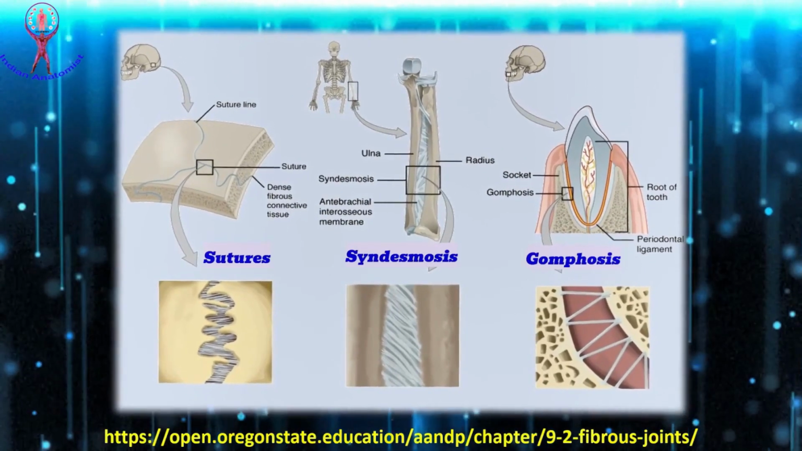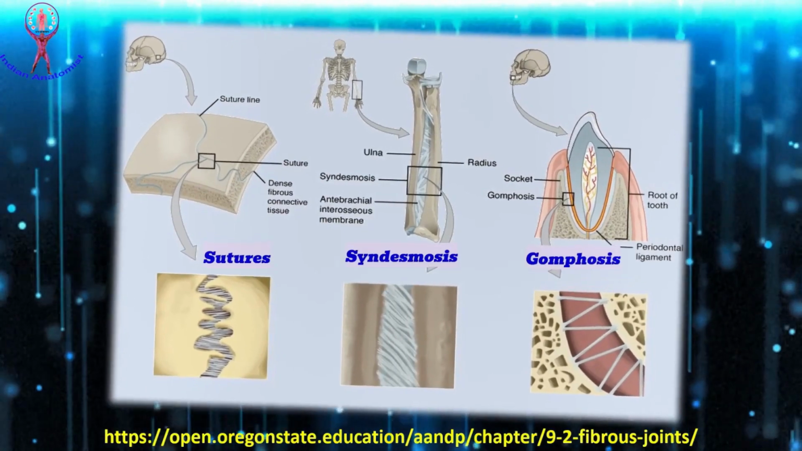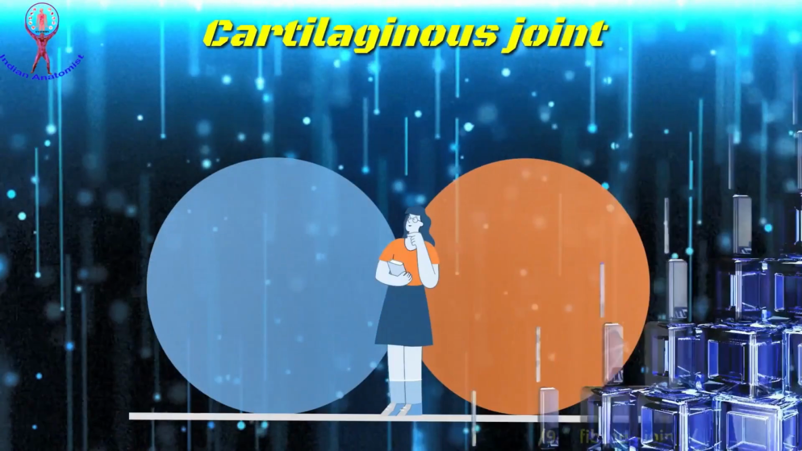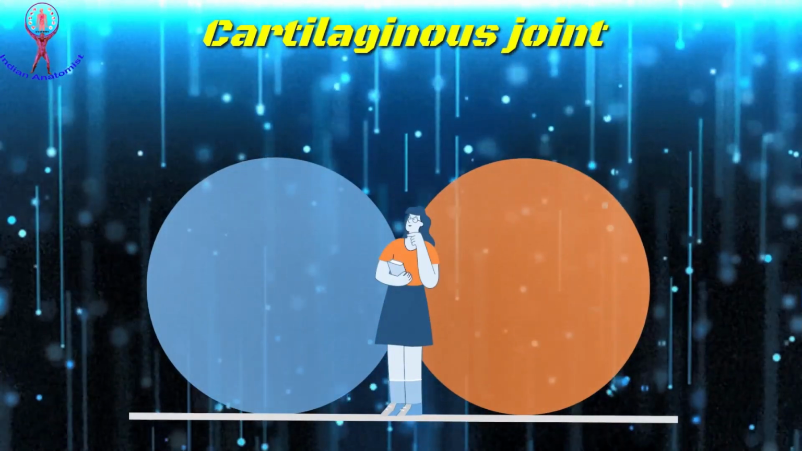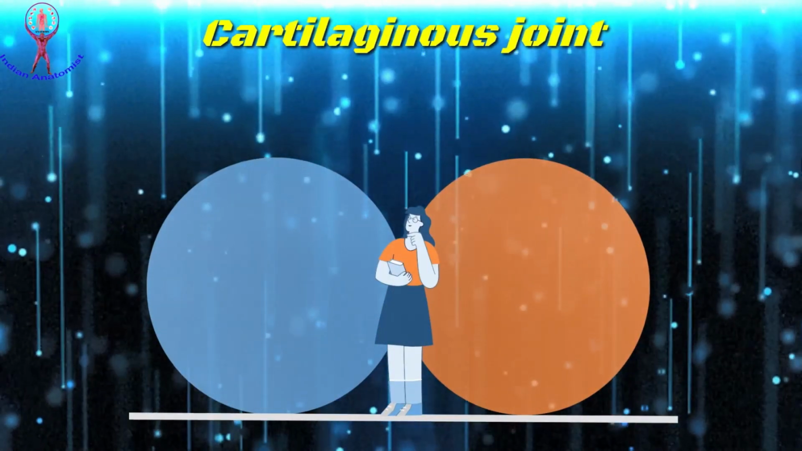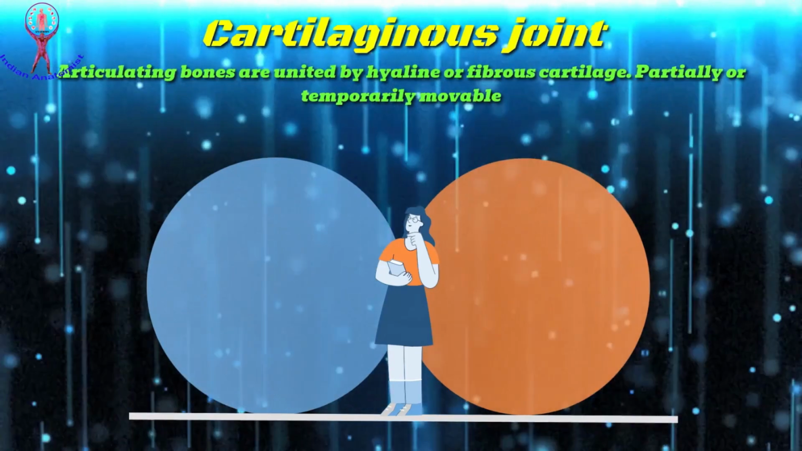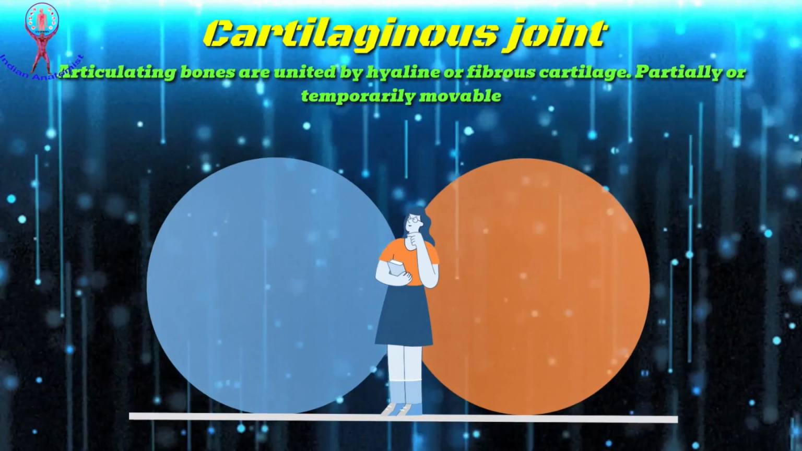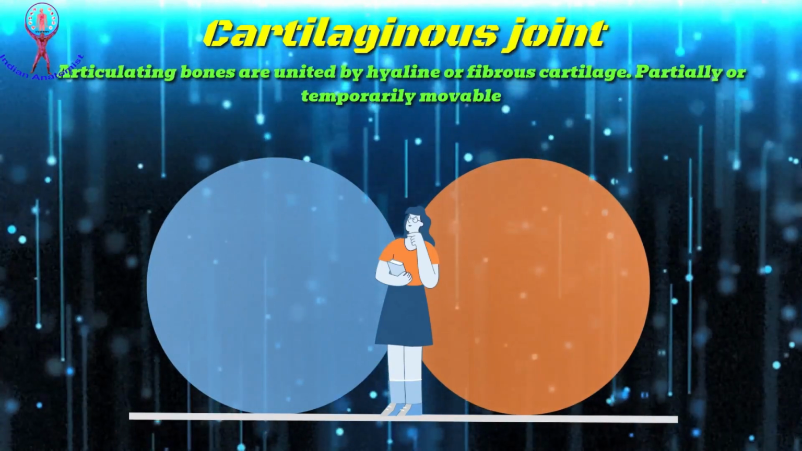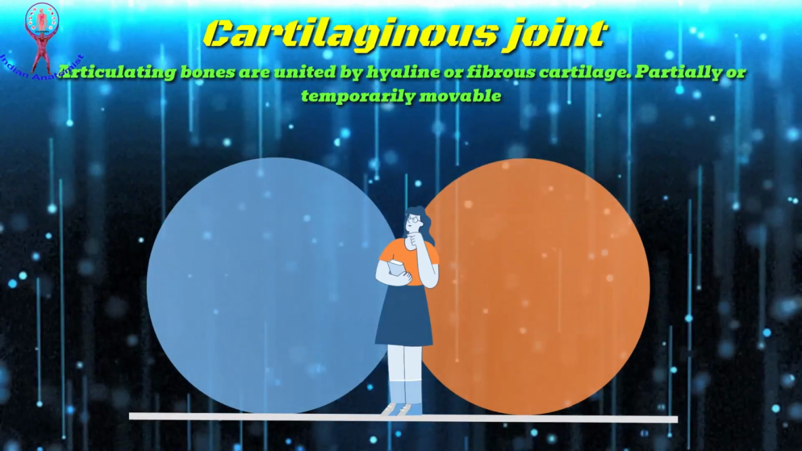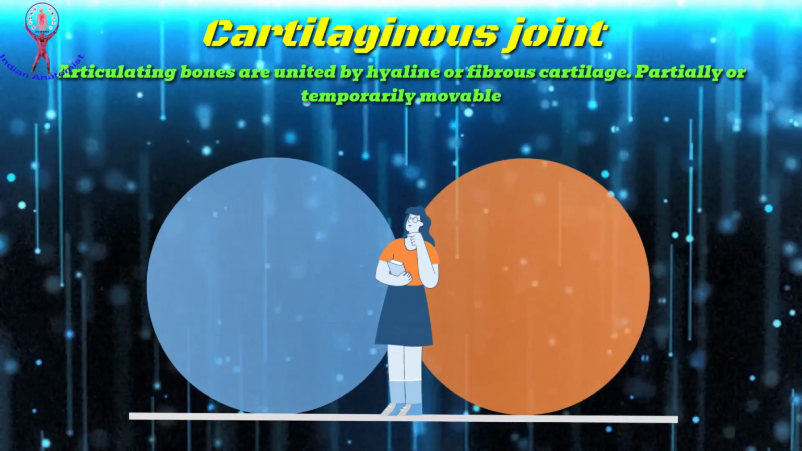Till now, we have seen different types of fibrous joints. Now, it is time to discuss the second type of structural classification, the cartilaginous joint. Why are these types of joints called cartilaginous joints? Because the articulating bones are united by hyaline or fibrous cartilage. Partially or temporarily movable type of joints.